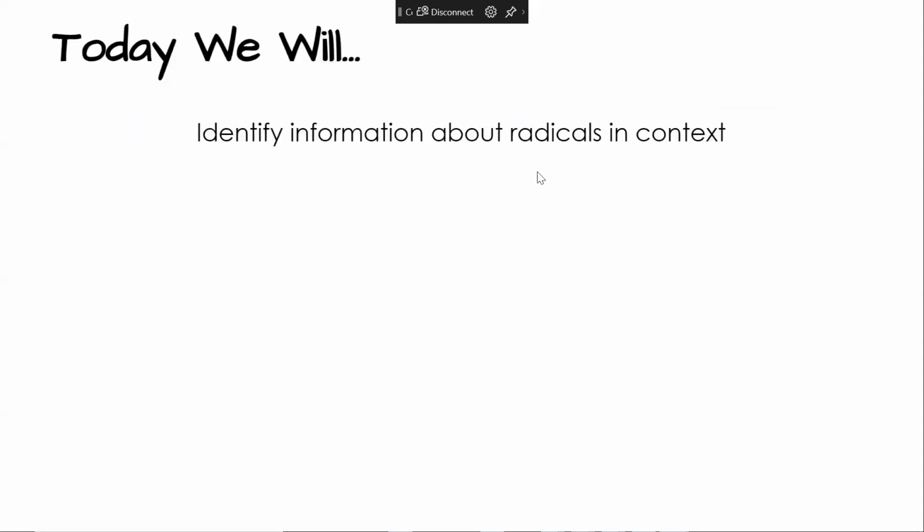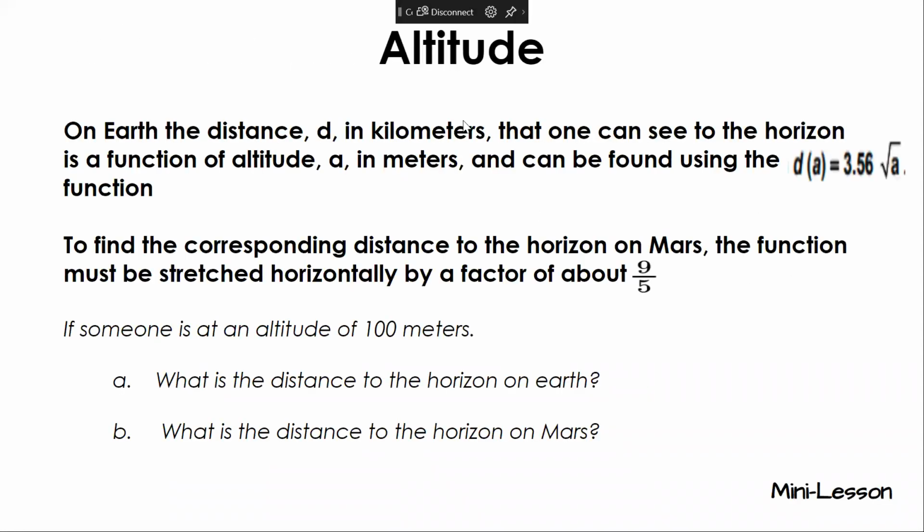Talk about identify information about radicals and contacts. So kind of similar to what we were talking about yesterday. So altitude. On Earth, the distance d in kilometers that one can see the horizon is a function of altitude, a in meters, and can be found using this formula. But before we even look at the question, we want to look at what did they just define. They said d, which is the distance in kilometers, and then they said a is the altitude.